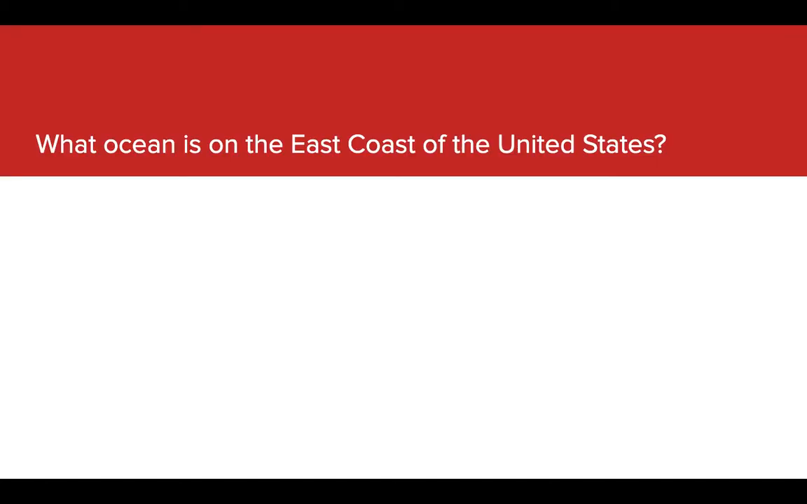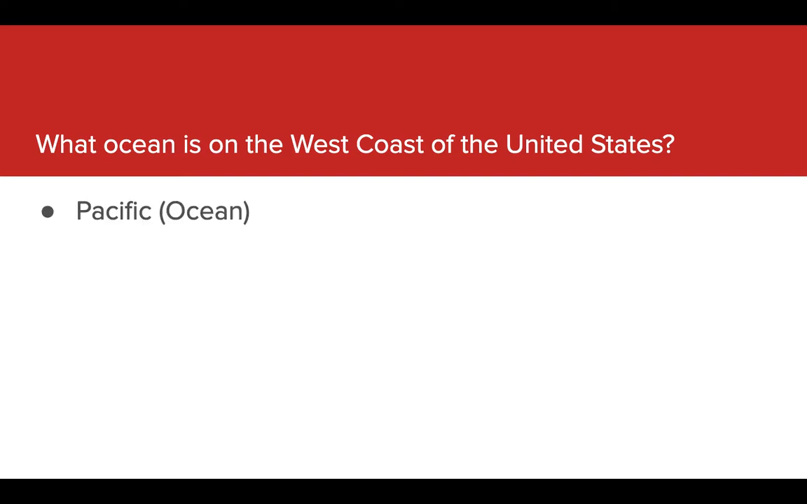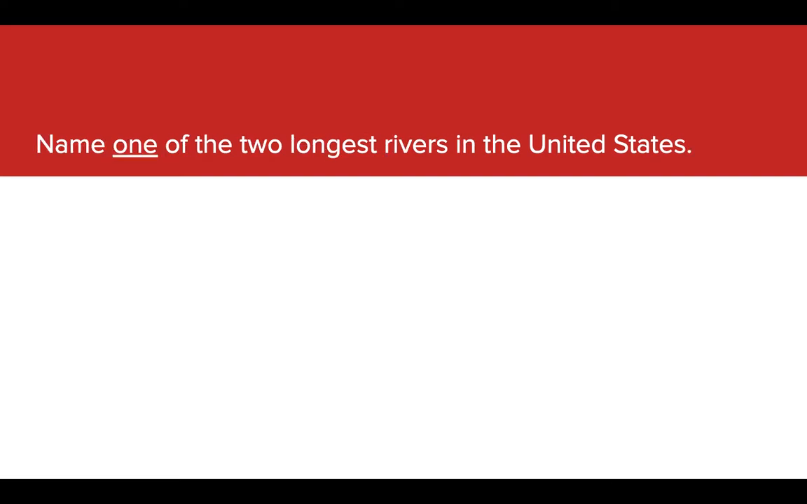So we're going to start with, what ocean is on the east coast of the United States? The answer is the Atlantic Ocean. What ocean is on the west coast of the United States? The Pacific Ocean is on the west coast of the United States. Name one of the two longest rivers in the United States.